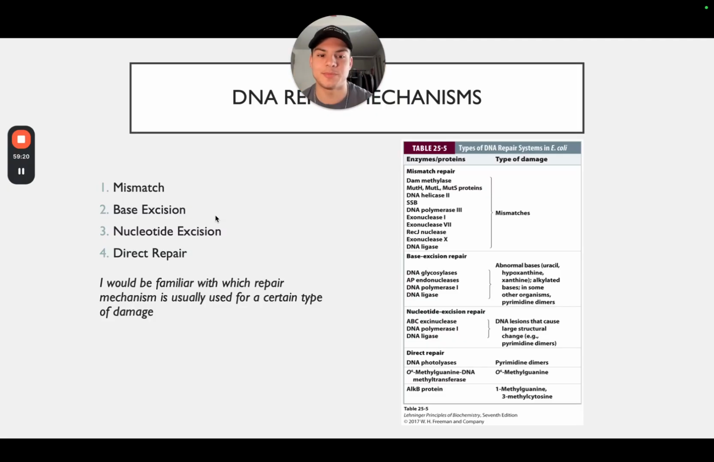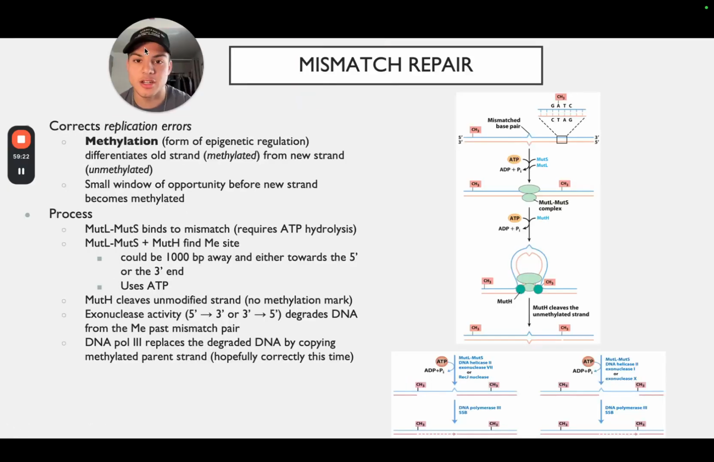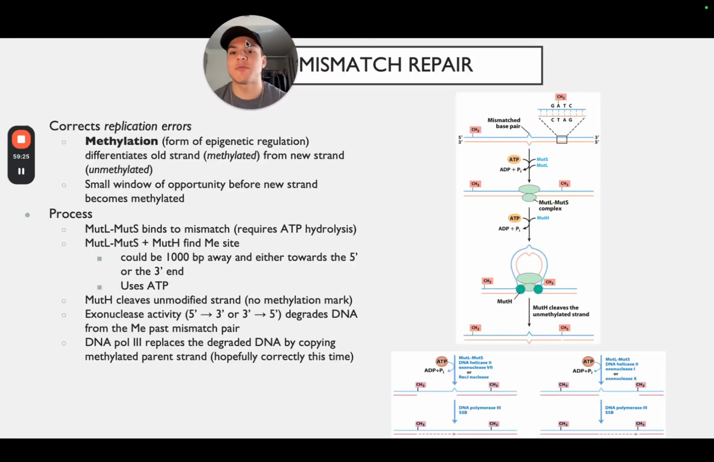In terms of mismatch repair, it corrects replication errors. For example, methylation is a form of epigenetic regulation that differentiates the old, methylated strand from the new strand, which doesn't have the methylation in the first place. There's a small window of opportunity before the new strand becomes methylated so that we can repair it. The process is a very long complex. It's basically this picture, but we'll break it down into simple terms.